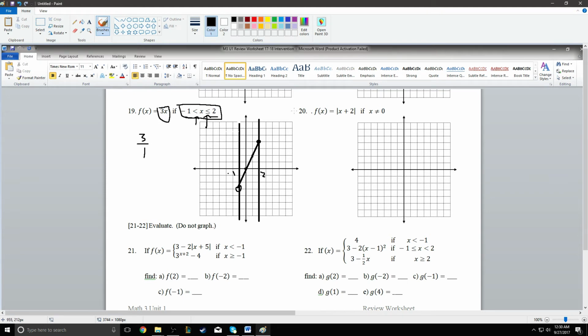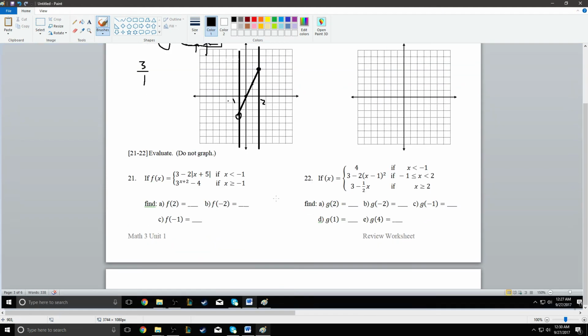Okay, 20, we're going to skip 20. 21, F2. So you have to look at these and figure out where it belongs. Is 2 less than -1? No. 2 is greater than or equal to -1, so you plug it into this function right here. So it's 3 to the 2 plus 2 power minus 4. That's 3 to the 4th power minus 4, for a grand total of 81 minus 4, which is 77.